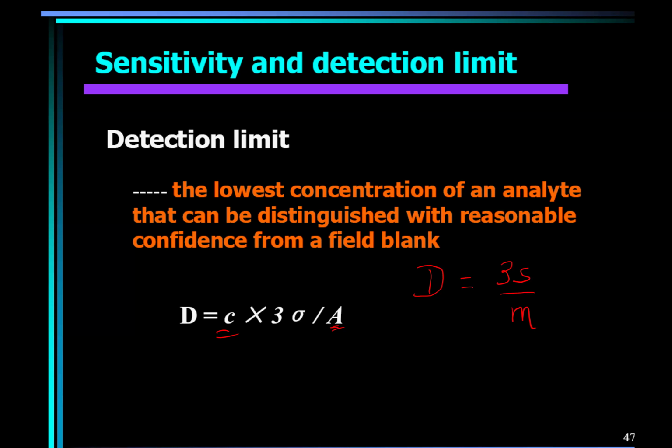So let's get to this. The limit of detection is the lowest concentration of an analyte that can be distinguished with reasonable confidence from a field blank. That's just a definition. But when you use an equation, it's the concentration of the blank plus 3 sigmas, that is 3 standard deviations, over A, that's the absorbance or just the slope. That's the general definition as we use it.